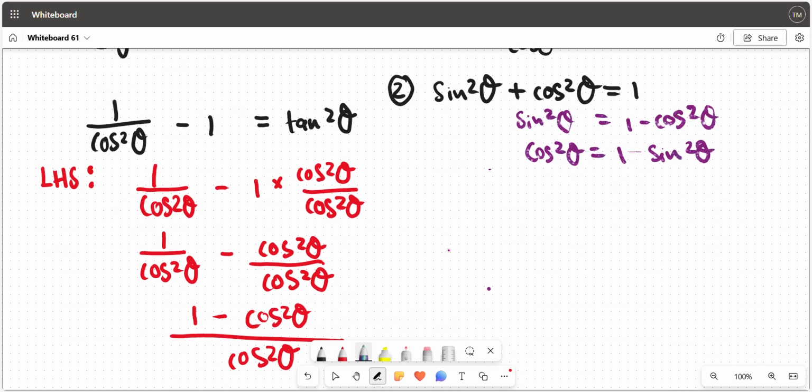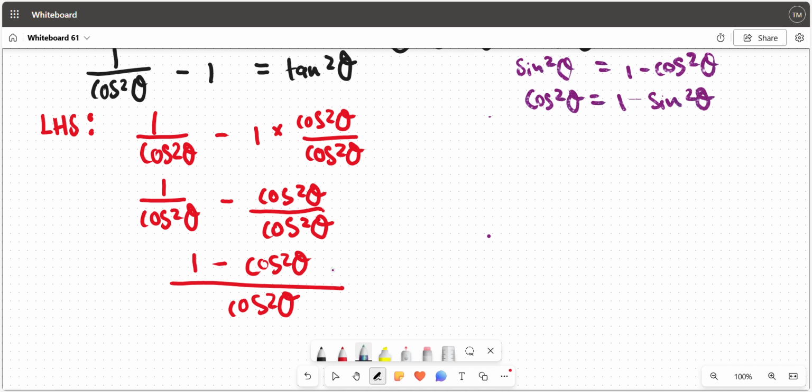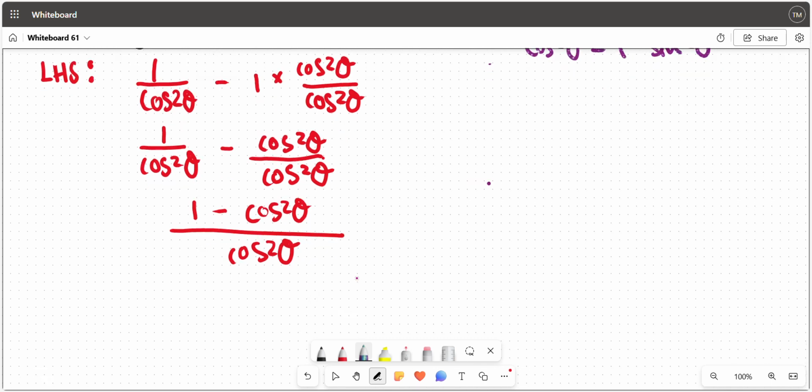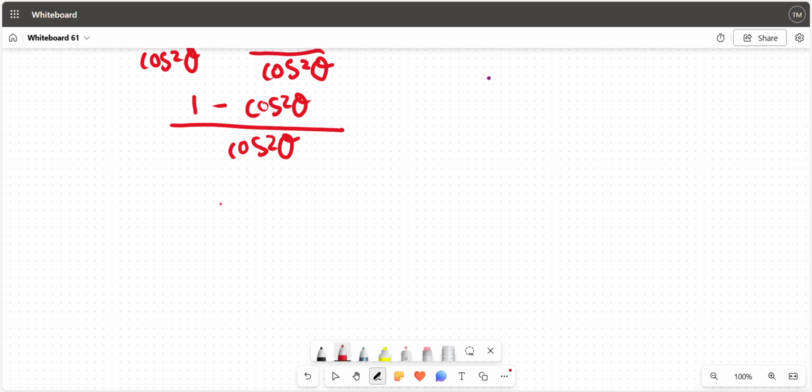So that's the guy we're going to be using right here. Here at the top, I noticed I have a 1 minus cos squared theta, and that's this guy right here. And that guy is equal to sine squared theta. So I can substitute the sine squared theta there. So I have sine squared theta divided by cos squared theta.